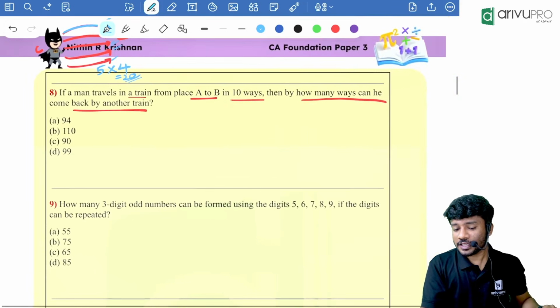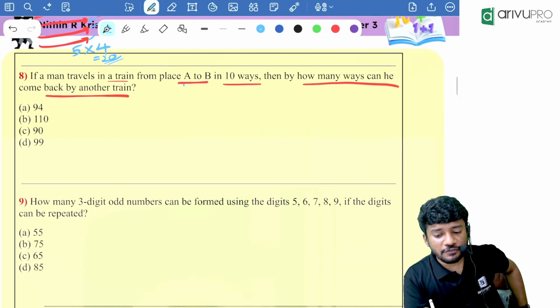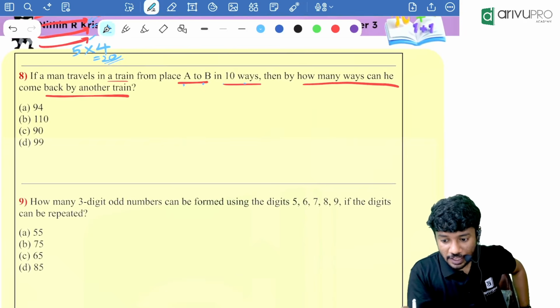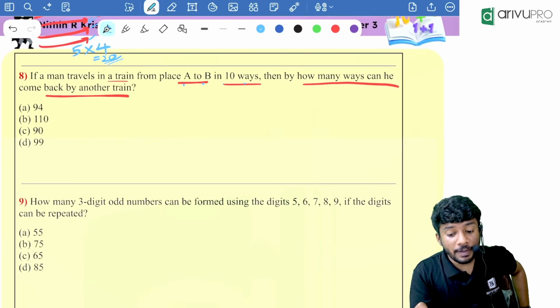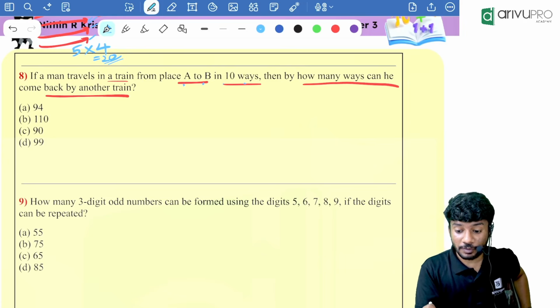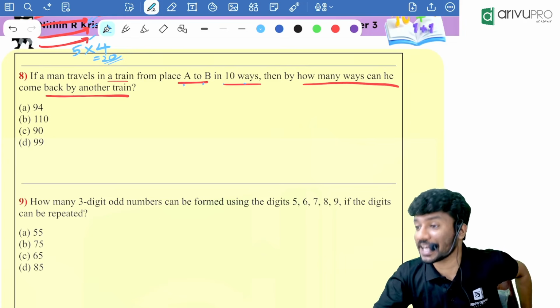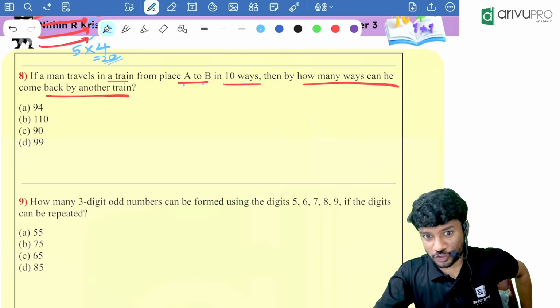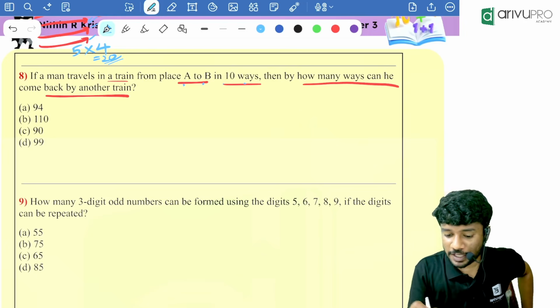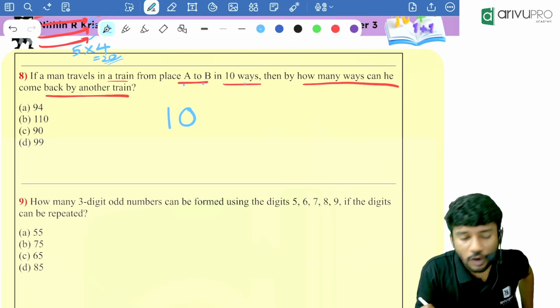Using the same logic, look over here. If a man travels in a train from A to B in 10 ways, then by how many ways can he come back by another train is the question. So people, first of all, he should go. Then only he can come back. Correct? First he should go, then only he can come back. That means in how many ways can he go over there?